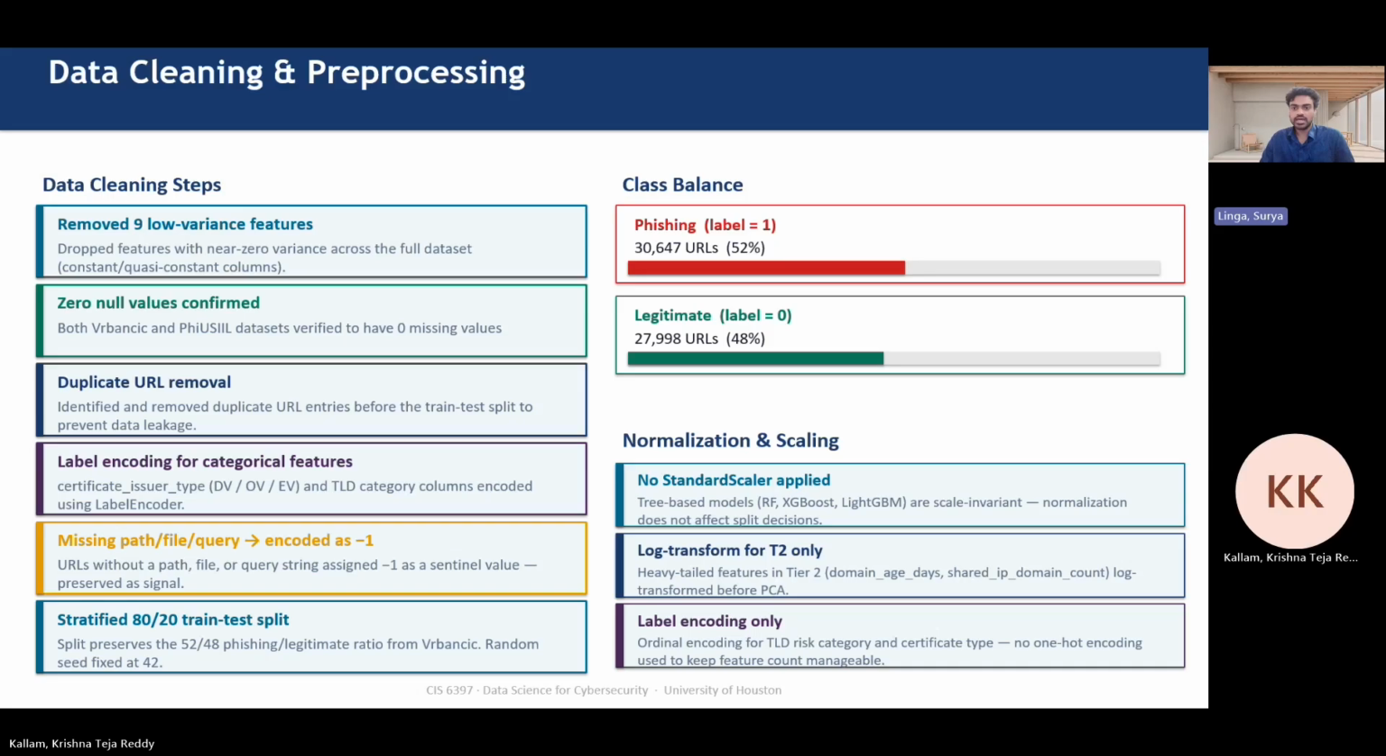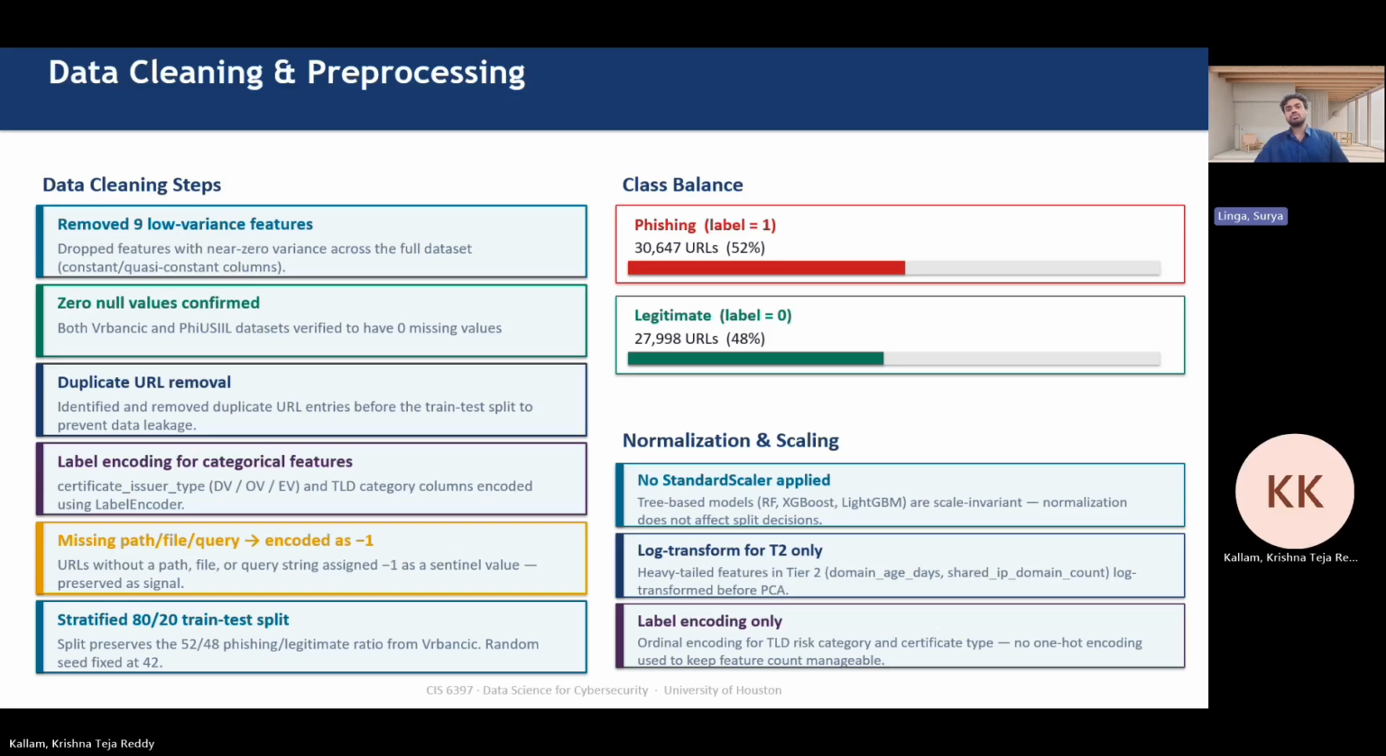Next, we split our data 80-20, 80% for training and 20% for testing, keeping the same ratio of phishing to legitimate in both halves. We did not normalize the numbers because our models are tree-based and normalizing doesn't affect them.